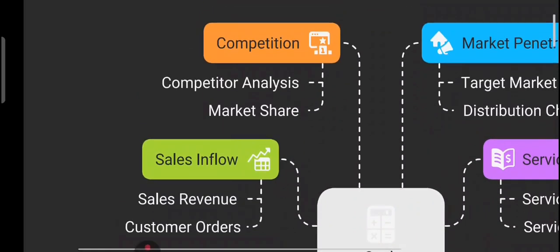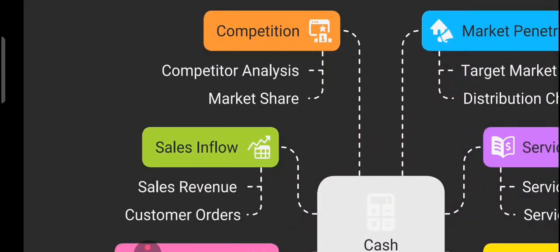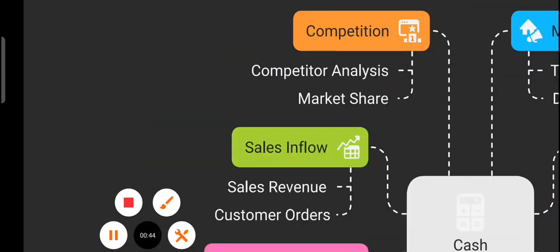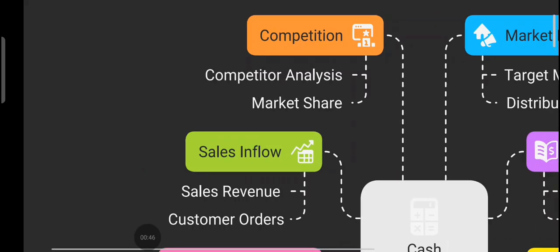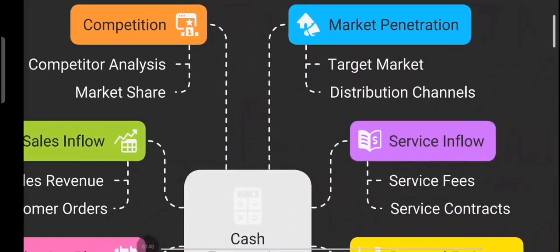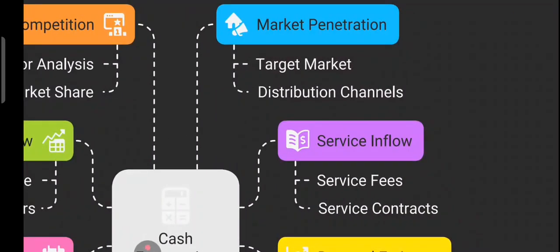Next we have service inflow. After sales inflow comes service inflow. Here you can see service inflow on the right-hand side. Don't overlook service fees and contracts. They provide a steady stream of income and help project recurring cash.